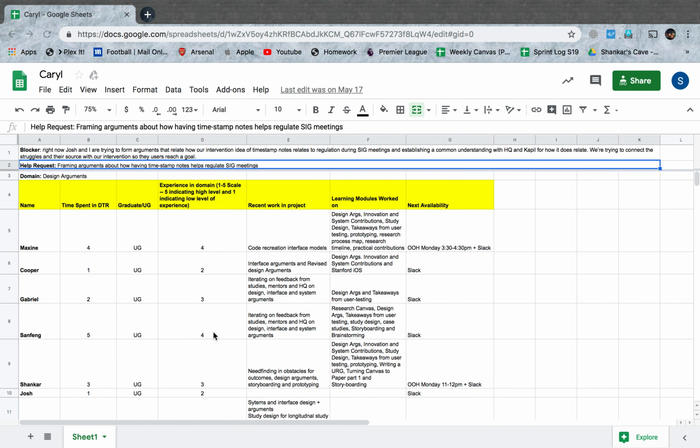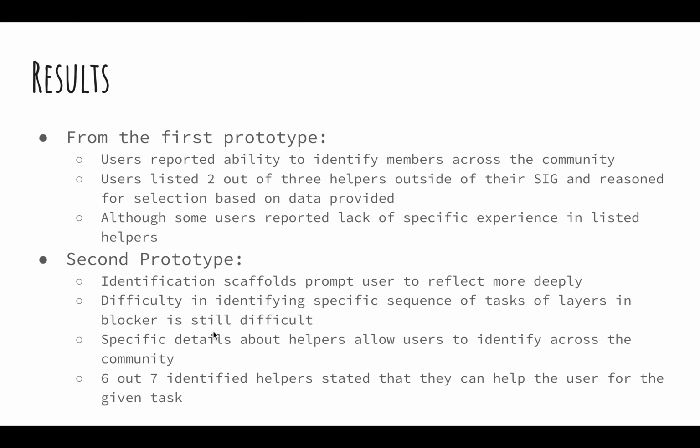So coming back, the results from this user test showed that the identification prompt, as I discussed while talking to Carol, helped her think about her blocker more deeply and get a little more specific with her needs. She didn't say it was difficult, but talking to her mentor, it was seen that while the prompts helped her think a little more, it wasn't the right guided scaffold. There were more layers to her conceptual problem that she did not identify and was not able to go over.